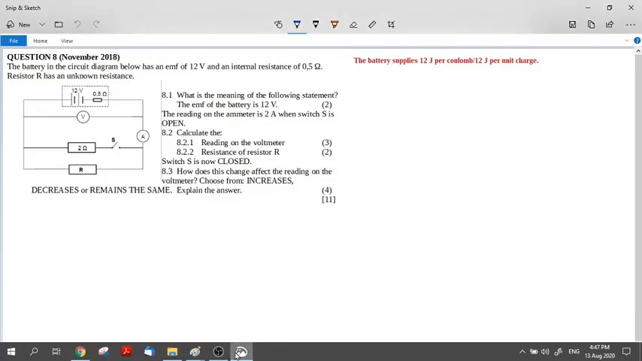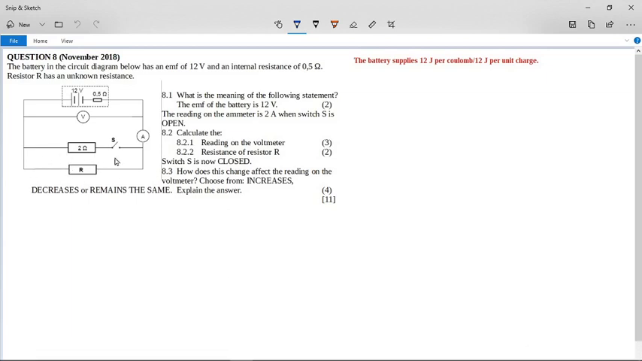Okay, grade 12, this is the November 2018 question 8 question on internal resistance. It says to you, the battery in the circuit diagram below has an EMF of 12 volts and an internal resistance of 0.5 ohm. Resistor R, this is resistor R over here, has an unknown resistance. What is the meaning of the following statement? The EMF of the battery is 12 volts.